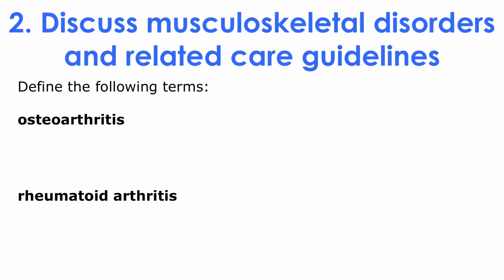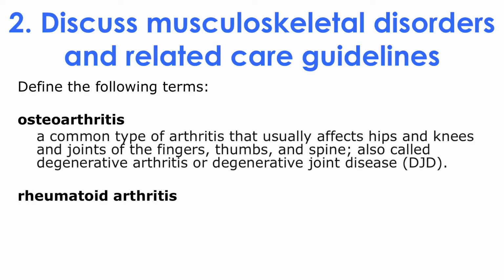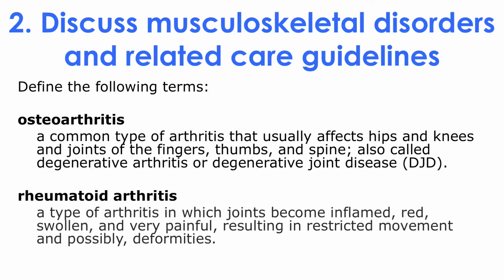Osteoarthritis. As people get older, you're going to start hearing a lot of this. Okay, so osteo meaning bone. Osteoarthritis is a common type of arthritis, usually affecting the hips, the knees, the joints of the fingers, the thumbs, and the spine. It's also called degenerative arthritis, or DJD, also known as degenerative joint disease. Now rheumatoid arthritis, on the other hand, is a type of arthritis in which the joints become inflamed, red, swollen, and can be painful as well, resulting in restrictive movement and possible deformities.